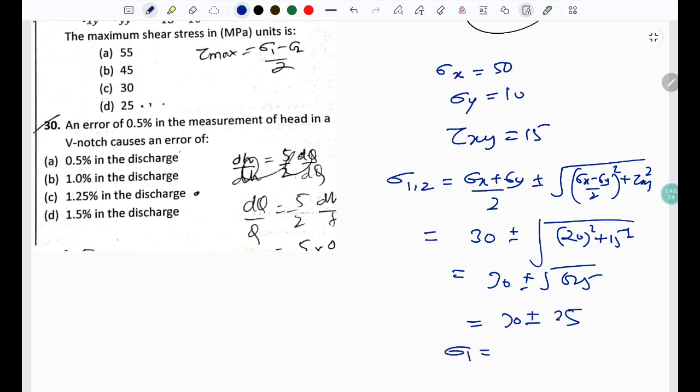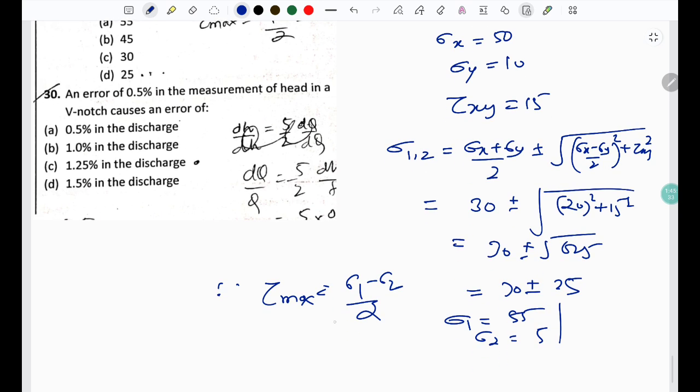Therefore sigma 1 will be positive, that is 55, and sigma 2 will be negative, that is 5. Therefore tau max will be nothing but (sigma 1 minus sigma 2) by 2, hence (55 minus 5) by 2, that will be 25. Hence D is the correct answer. Let's see the 30th question.